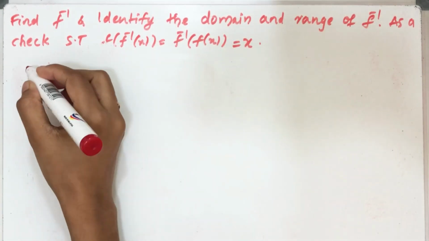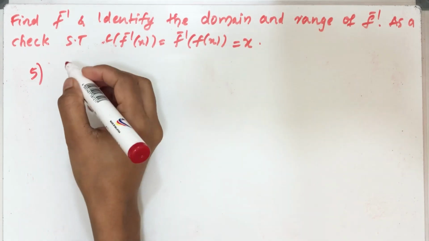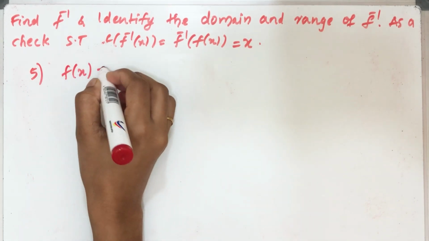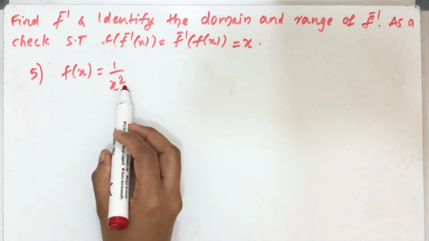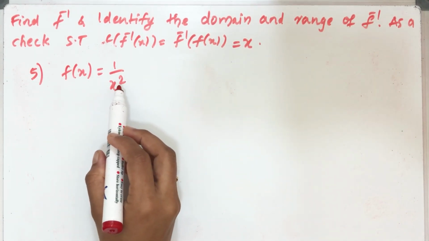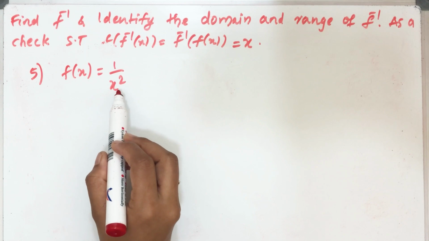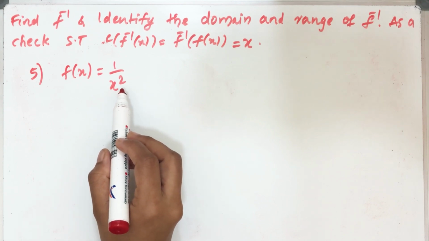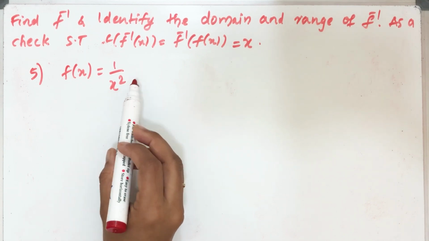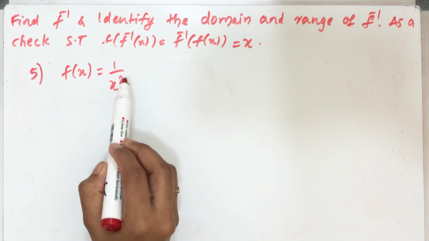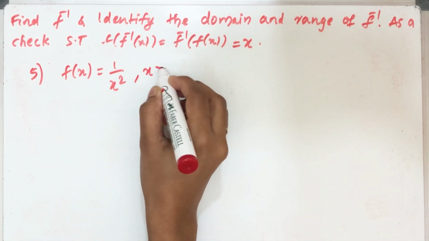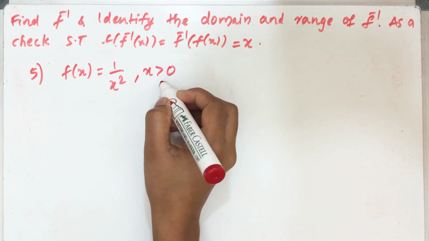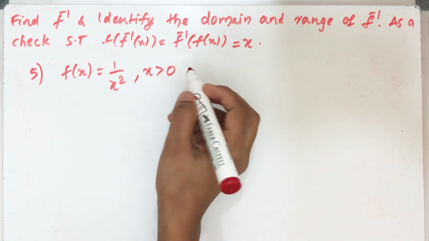Next question. f of x is equal to 1 by x square. Here the term x square is involved, so we have to check for the domain. So in case of x square, the domain is x greater than or equal to 0. Here it is 1 by x square, so x cannot be 0 also. So the domain is x greater than 0. This is already given in the question itself, okay?